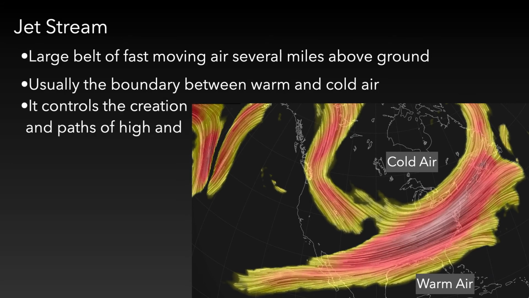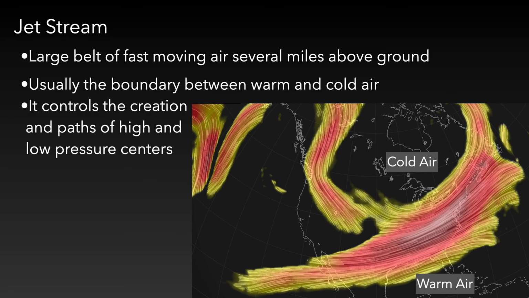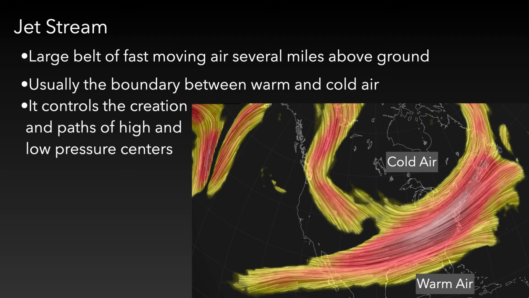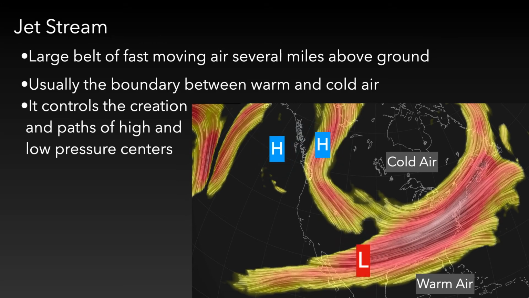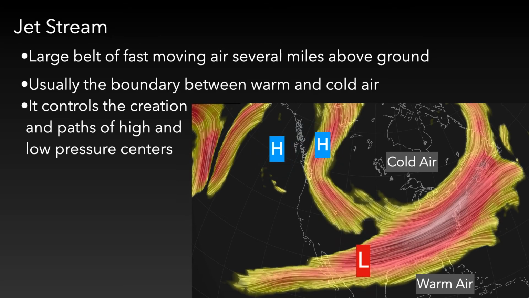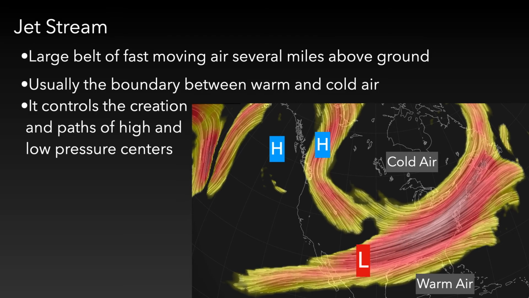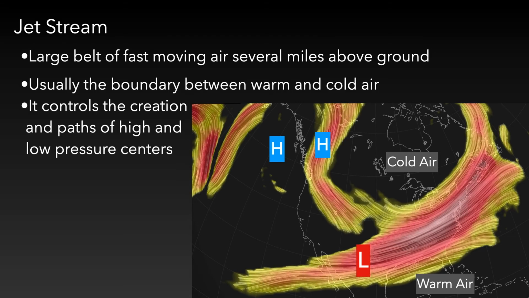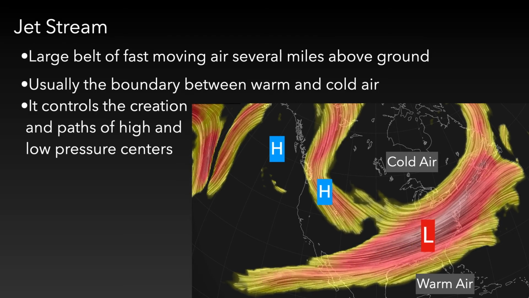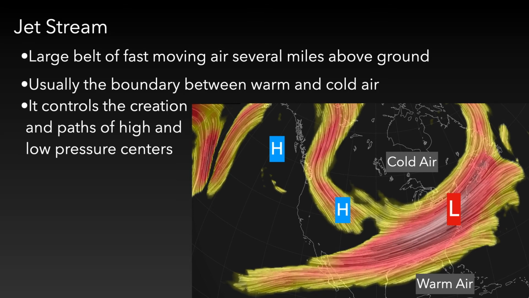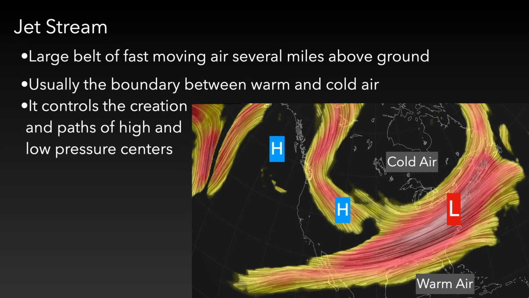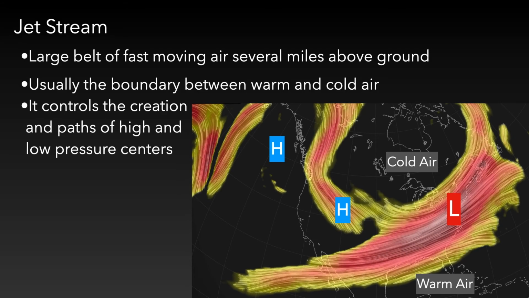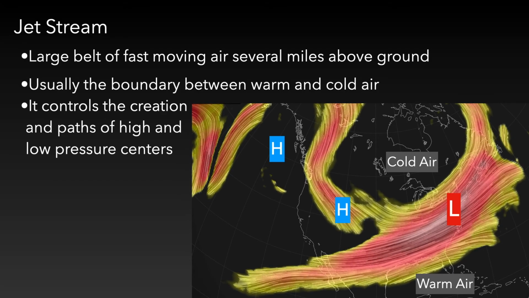Now, also, it's important to note that the jet stream is essential in creating and moving different pressure centers around the planet. So on the diagram here, I've drawn a couple high pressures and a low. And one thing to note is that the pressure centers that are inside of the jet stream will be moving inside of the jet stream, similar to a boat in water. It kind of gets sucked into the flow of that river and doesn't have a way to escape.